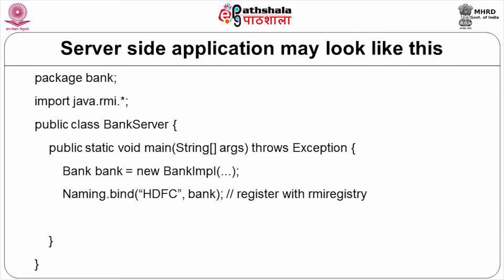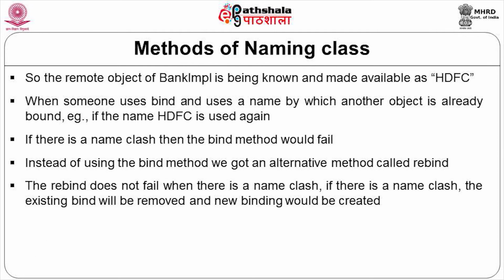Another method in Naming is, okay, now one more point here. When someone says bind and uses a name like HDFC, that name is being used. Now if someone else on that same machine tries a bind method and gives the same name, that is, HDFC, there is a name clash, and the bind method would fail. So the first parameter, the string which you are using, has to be something which is not already in use. Now many times what would happen is maybe you restart the same application but you use the same name already, and therefore your bind method is going to fail.